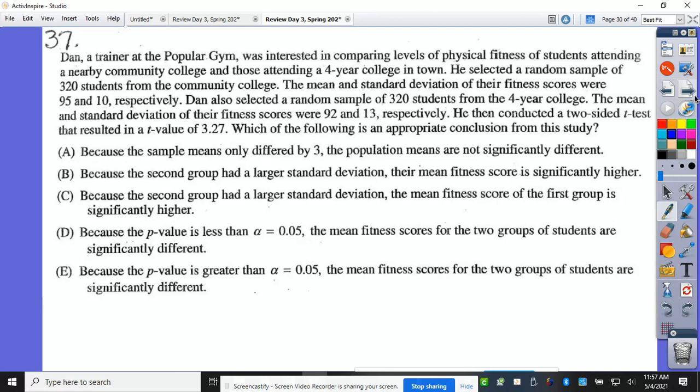So if I'm reading this, I'm just going to say subscript C is community college. This is my mu C, my sigma C. And then we also dealt with one of the four-year college. So this is my N of 4. This is my mu of 4. And this is my sigma of 4. And it gave us a test statistic value. And it also said two-sided.